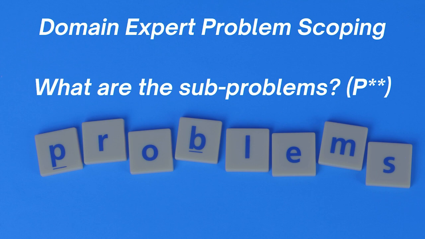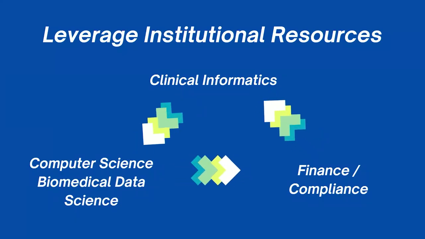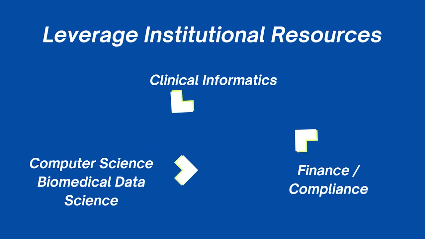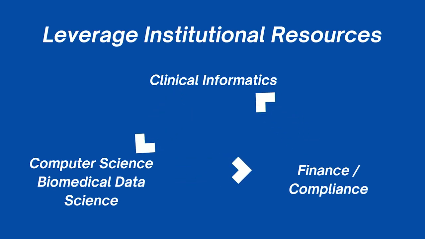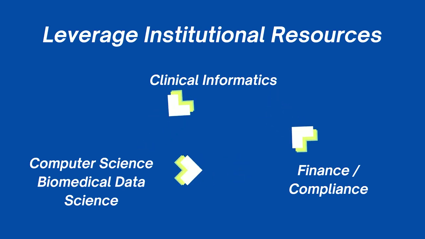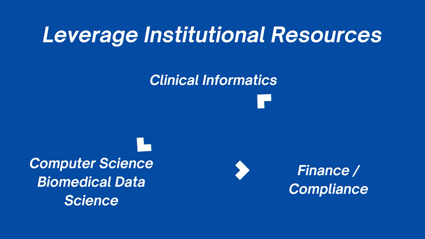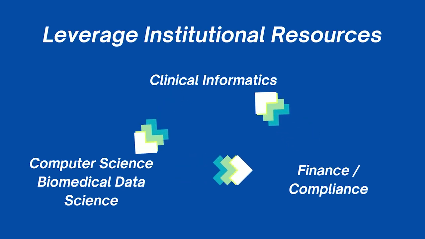Once you've figured out the sub-problems, you can categorize them and build technologies around them. In our case, we want to use a large language model to identify charts that would meet critical care billing criteria. And so this goes into trying to leverage institutional resources and figuring out the motivations of different teams. So you have clinical informatics teams that want to build charts at the appropriate level, but you need the help of computer science or biomedical data science.